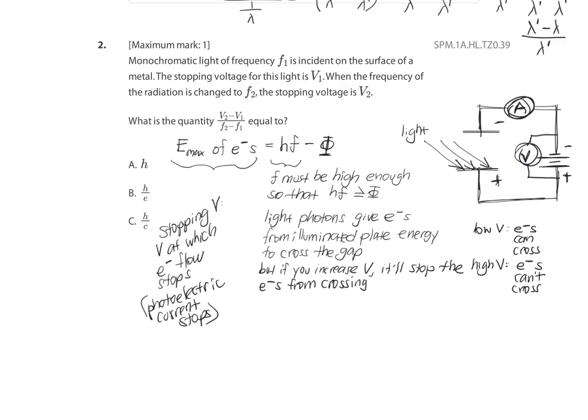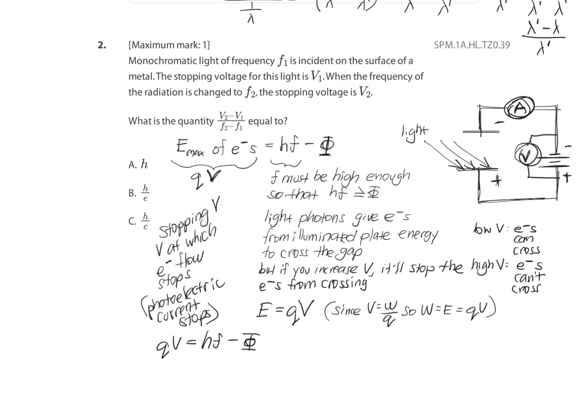Now, what the heck does that have to do with the energy of the electrons? Well, let's recall that V equals W over Q. So W equals QV, and work is energy. So the max kinetic energy of the electrons is QV. This is a long explanation, but in the end, Emax of the electrons equals hf minus the work function. Emax can also be represented as QV.